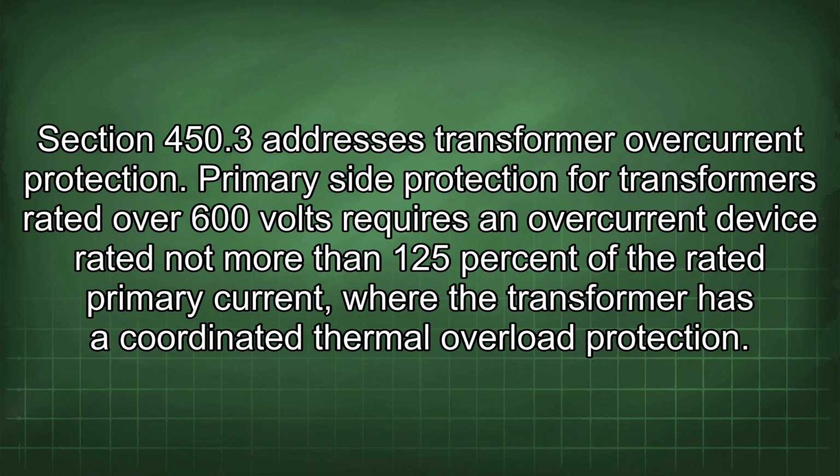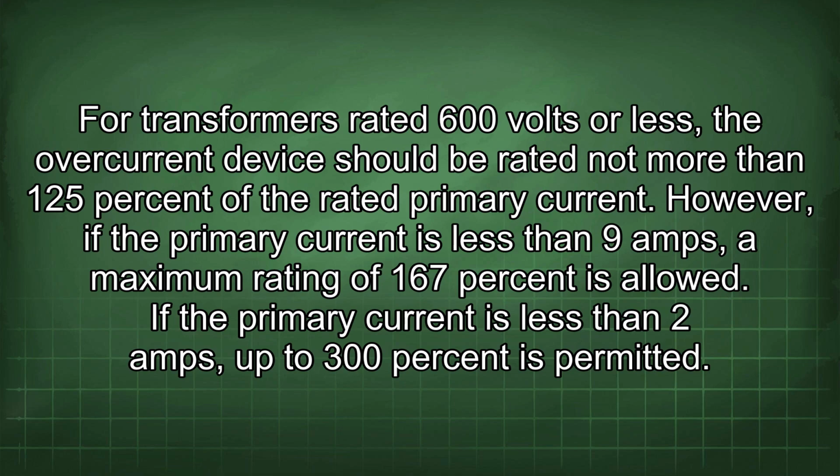Primary side protection for transformers rated over 600 volts requires an overcurrent device rated not more than 125% of the rated primary current, where the transformer has a coordinated thermal overload protection. For transformers rated 600 volts or less, the overcurrent device should be rated not more than 125% of the rated primary current. However, if the primary current is less than 9 amps, a maximum rating of 167% is allowed. If the primary current is less than 2 amps, up to 300% is permitted.